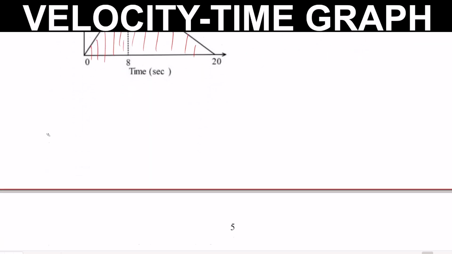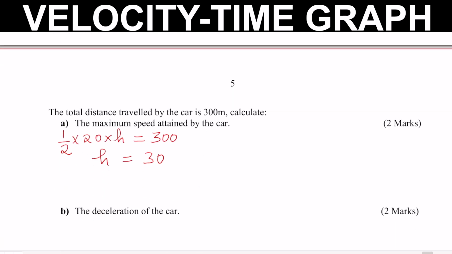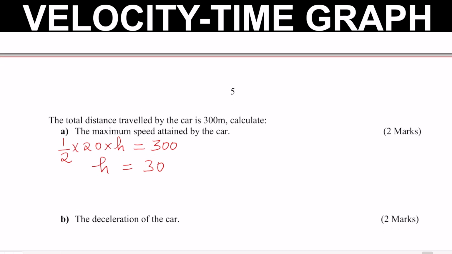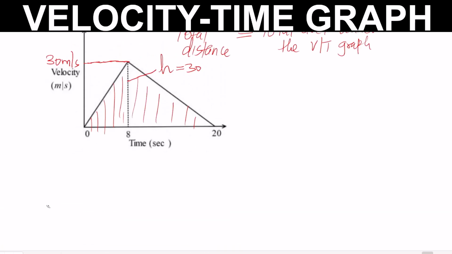The second part is about the deceleration. What is deceleration? I'll explain that using this graph. From 0 to this point, this is where the speed is increasing, so it is accelerating. This is acceleration, where the speed is increasing. At this point, the speed is reducing. This is where we have deceleration. Where it is increasing, it is accelerating.